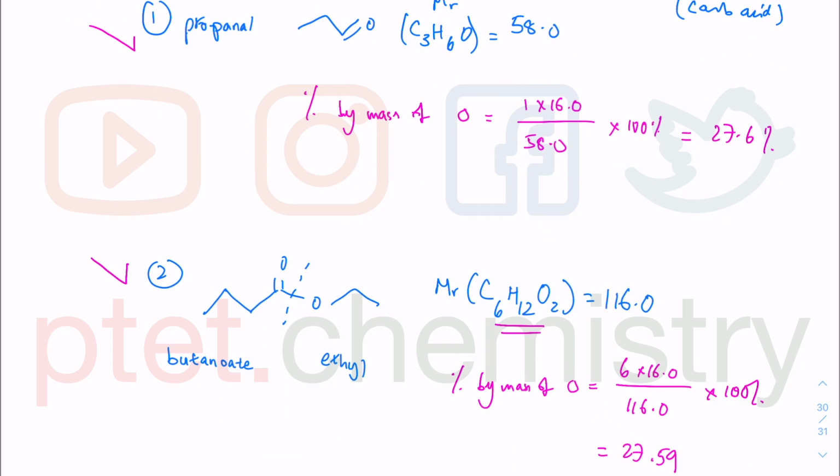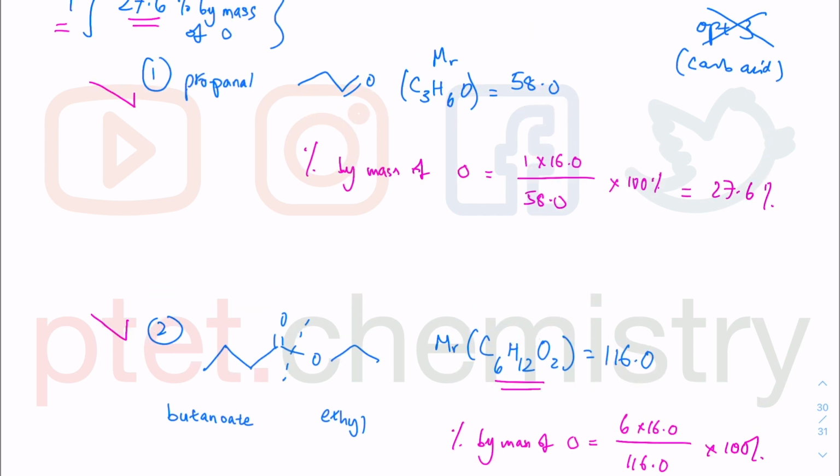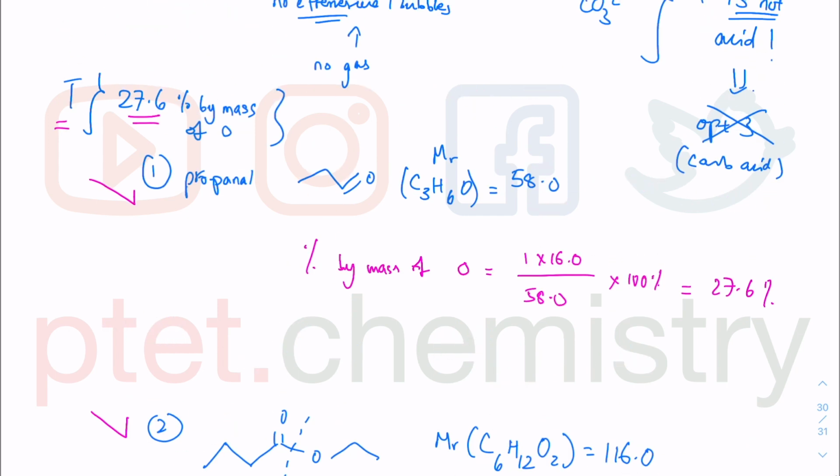And both of these do not contain carboxylic acid, and therefore they will not react with sodium carbonate. They will not fizz with sodium carbonate. So be careful with reading the question. And number 3 there was previously wrong because it contained acid, and it will react with sodium carbonate to give you carbon dioxide. So 1 and 2 are correct. So therefore there's option B there.